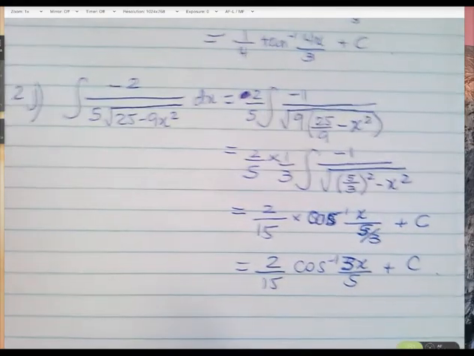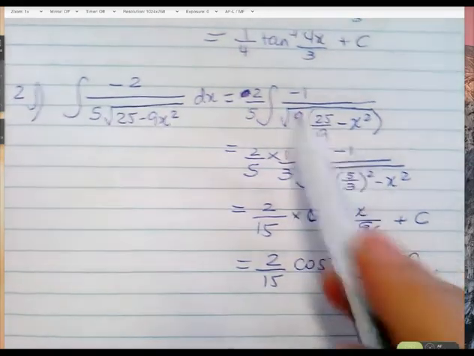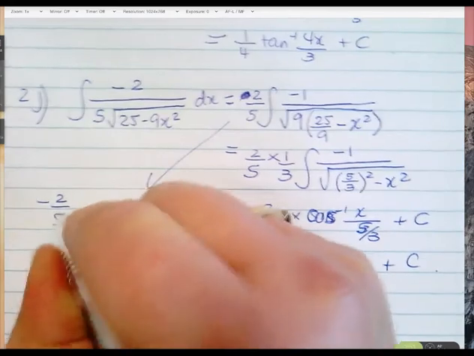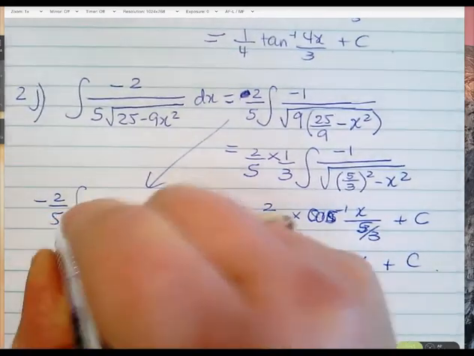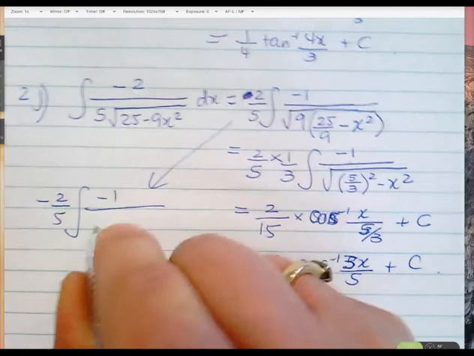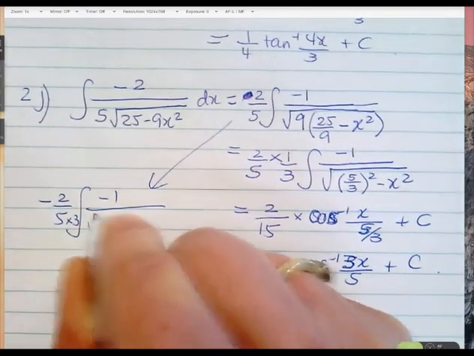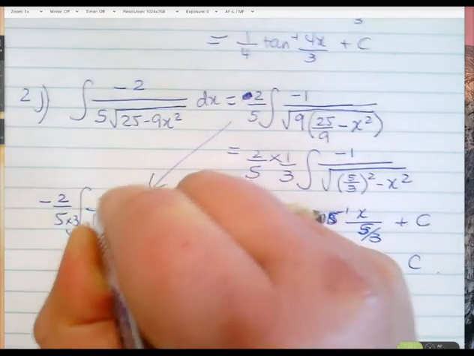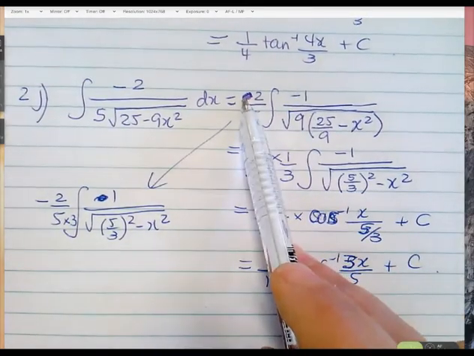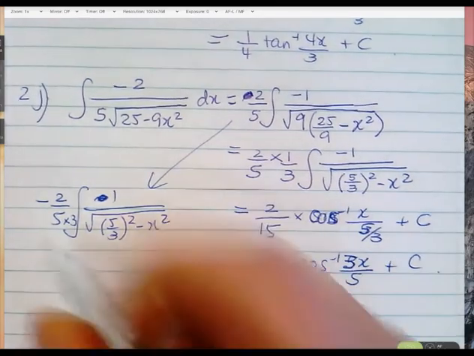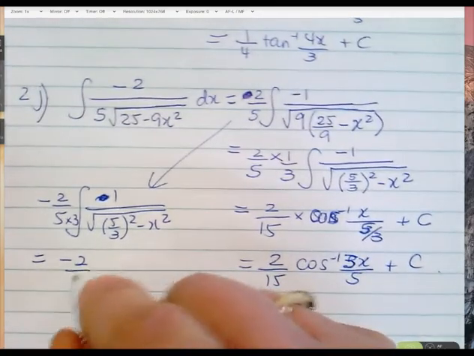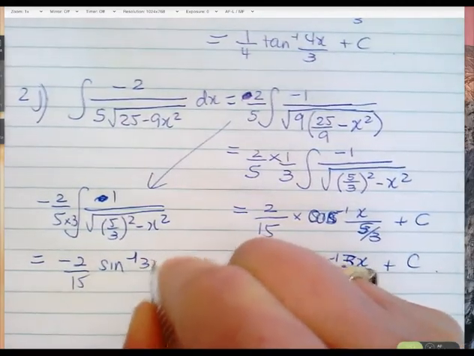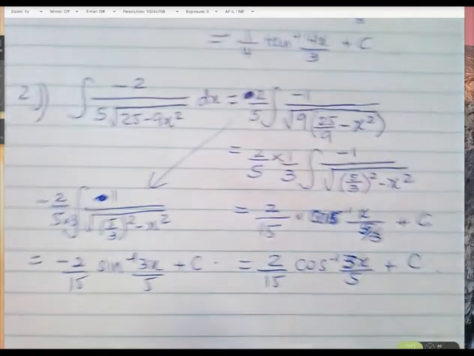So the other answer to this could have been, if you decided to put the negative out the front, so if you decided to make it negative 2/5 times the integral of negative 1 over, sorry, with that 3 there too, over the square root of 5 over 3 squared minus x squared. No negative 1 there. So if we decide to put the negative 1 out the front, you could have also got negative 2 on 15 inverse sine of 3x on 5 plus c.